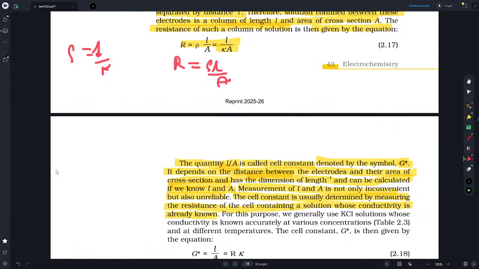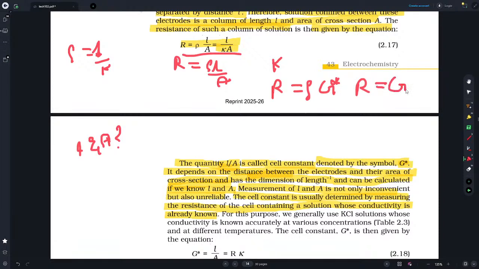What they are saying is that measuring the length and area of cross section for conductivity cells is very inconvenient and many errors can occur. As such, using this formula, where we already know the conductivity of a specific solution, we use it to find G star. We can write R equals rho G star, or resistance equals G star by K, or kappa, the conductivity.